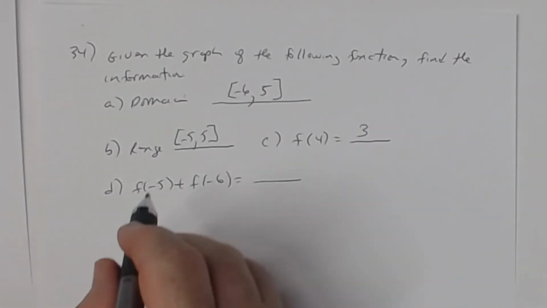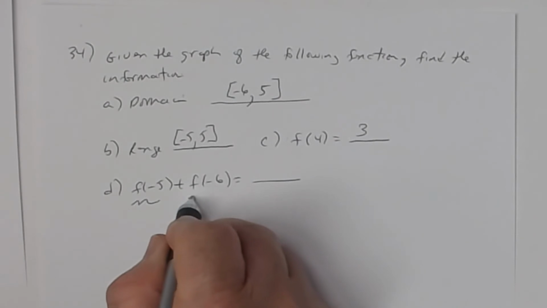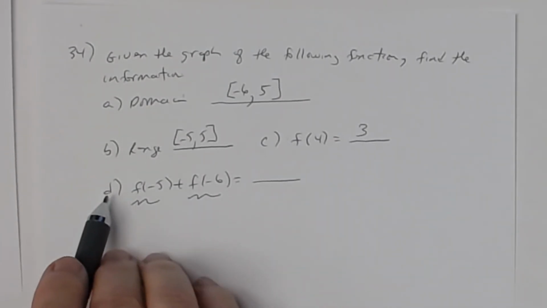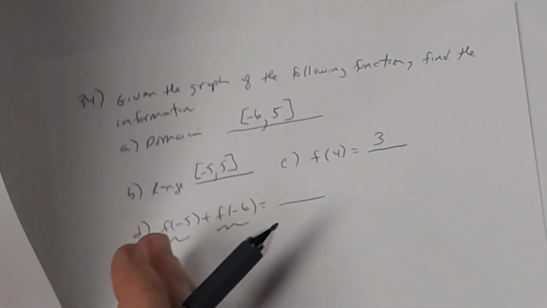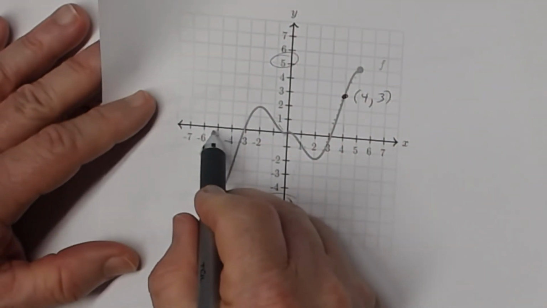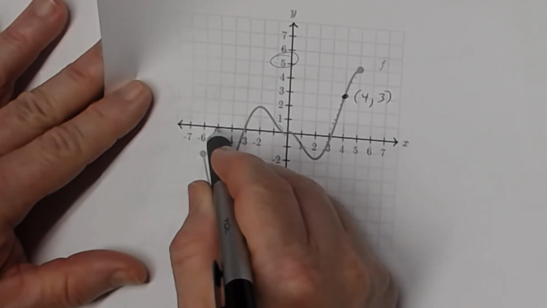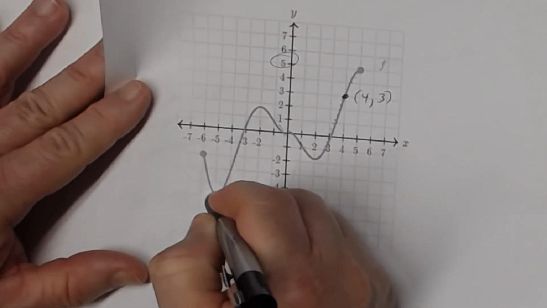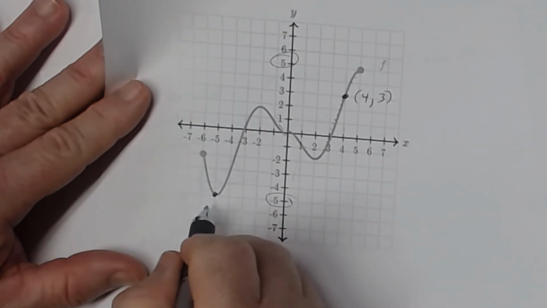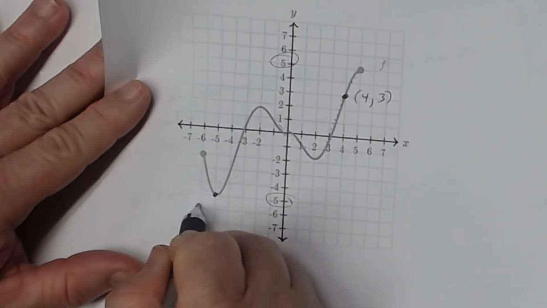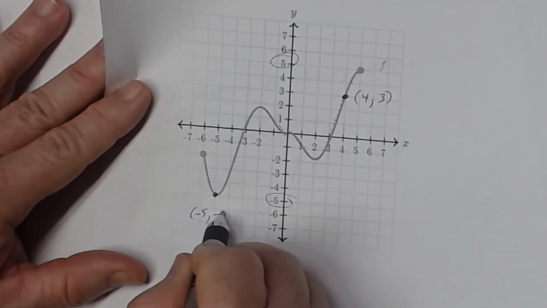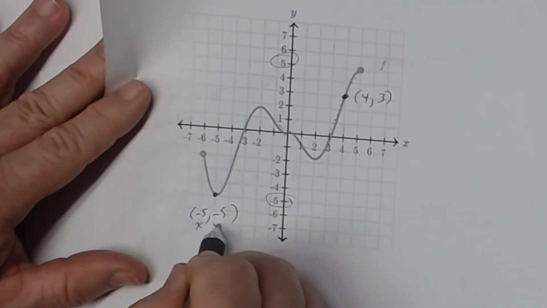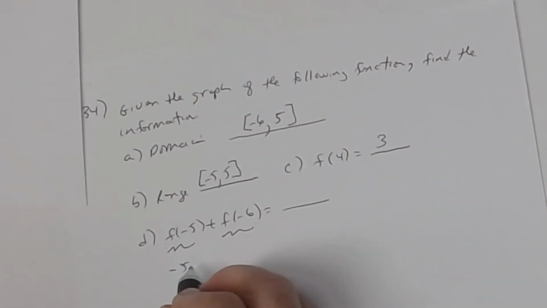All right, the next one, I want to find f of negative 5 plus f of negative 6. So again, f of negative 5 means what's the y value when x is negative 5? Where x is negative 5, I locate the point that's associated with it, and that's this one right here. It helps to indicate the coordinates. The coordinates of this point are negative 5, negative 5. So when x is negative 5, my y value is negative 5. So I'm going to put negative 5 here.